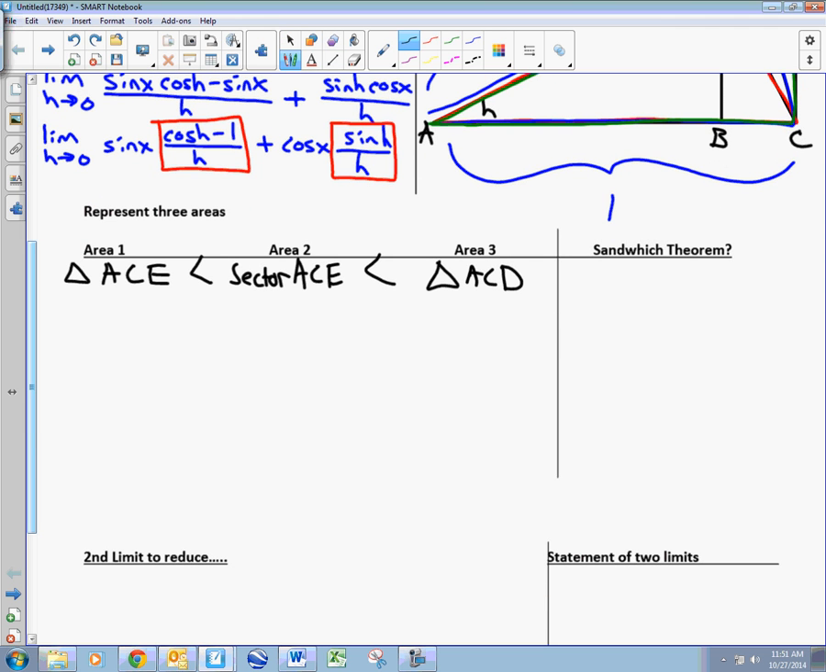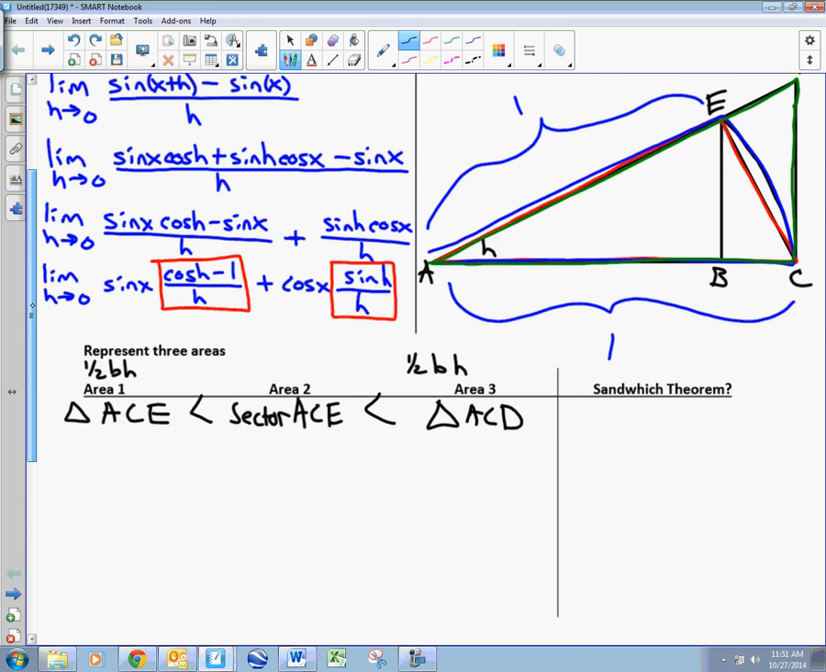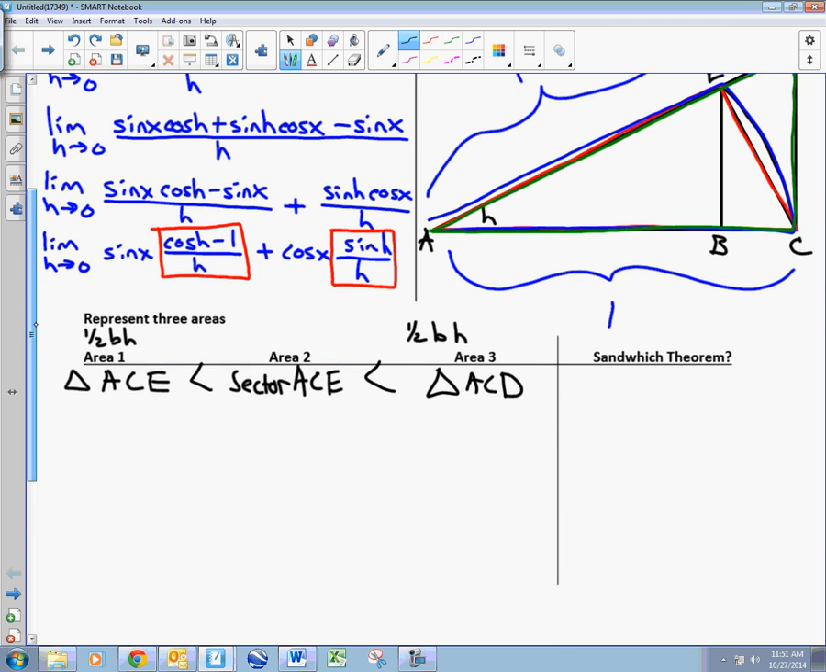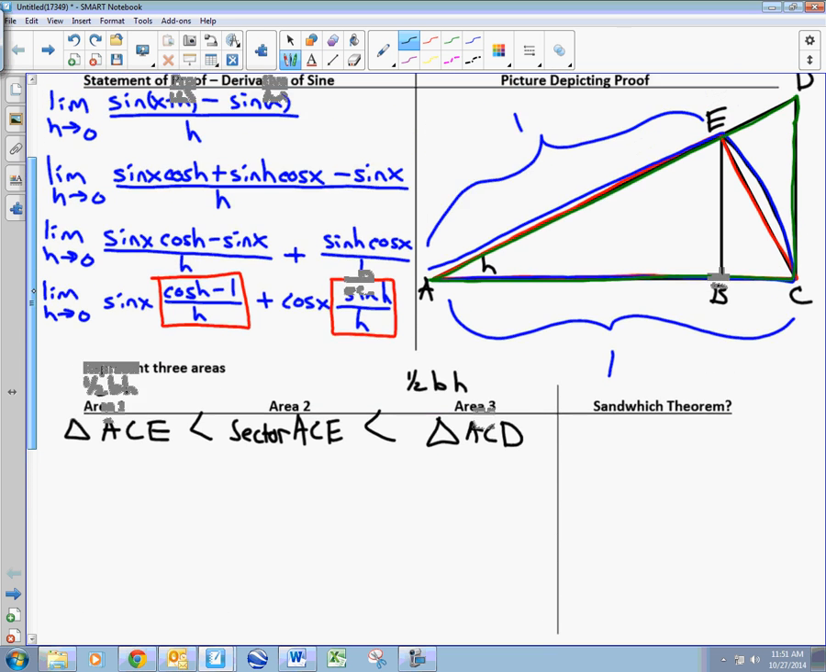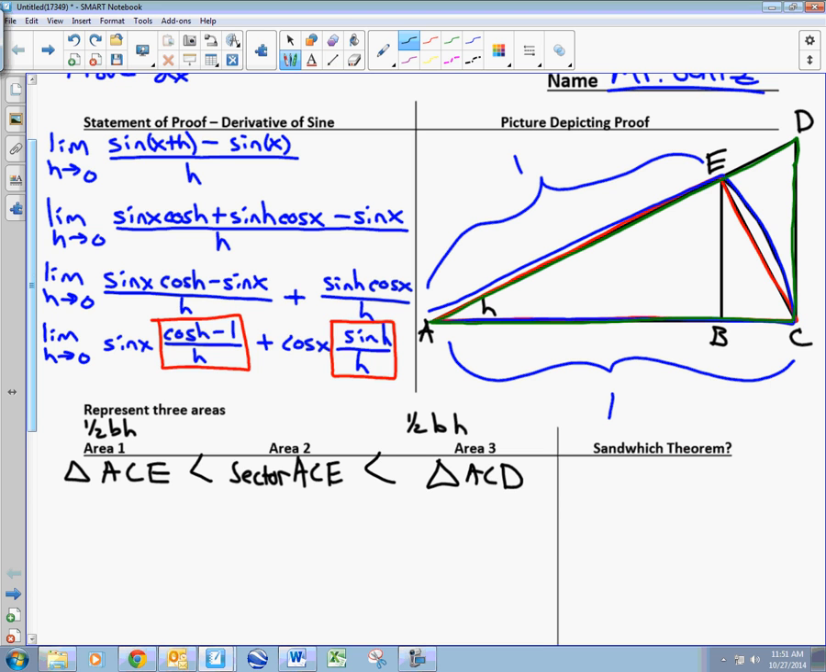We now need to compute area. Area of a triangle is equal to 1/2 base times height. We'll do these 2. What's the length of the base of ACE? Everybody see it's 1? Okay, then I just need the height, correct? The height is going to be BE.